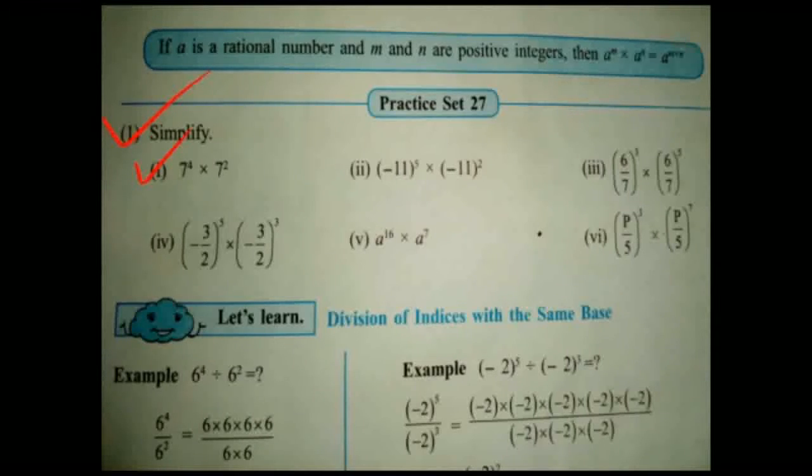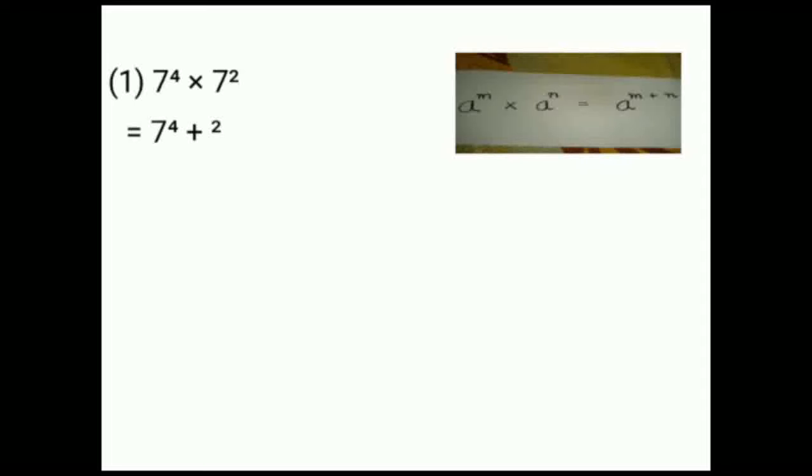You have to use the formula a raised to m into a raised to n is equal to a raised to m plus n. 7 raised to 4 into 7 raised to 2 is equal to 7 raised to 4 plus 2. You have to write this formula again. In every sum you have to write this formula in bracket.